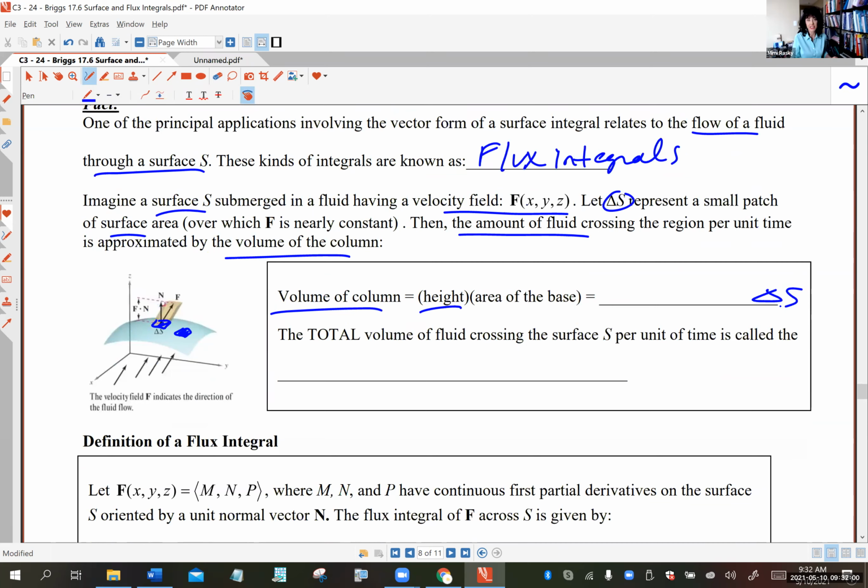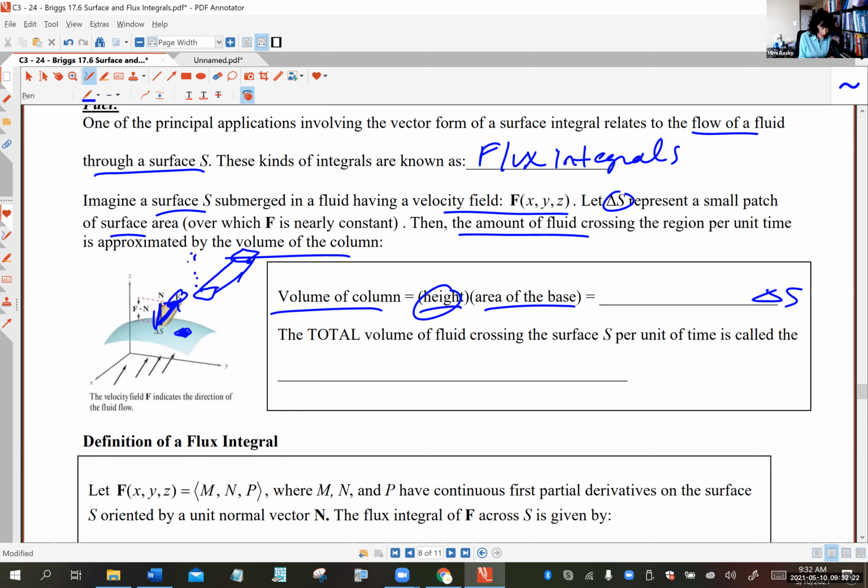So that's just like that little delta S, the surface area of the base. But what about the height? Well, this isn't really a straight up and down rectangular box. So you're going to need to project this slanted force field onto, if I were to draw this box a little bit better, it's kind of slanted here.